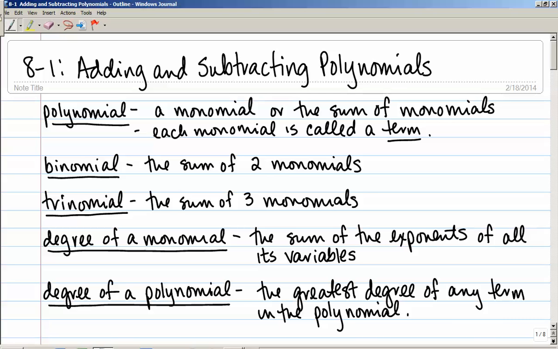A binomial is the sum or difference of two monomials, and a trinomial is the sum or difference of three monomials. The degree of a monomial is the sum of all of the exponents of all of its variables. So just add up all of the exponents to get the degree of a monomial. Then the degree of a polynomial is the greatest degree of any term in the polynomial. So you're going to find the degree of each monomial and take the biggest one. That'll be your degree of a polynomial.